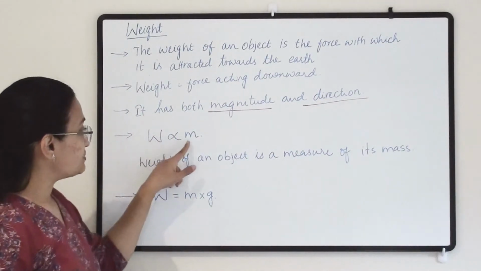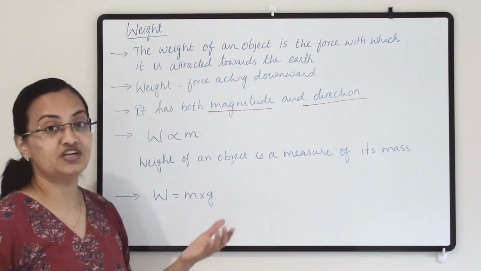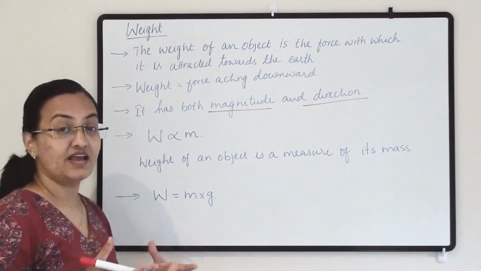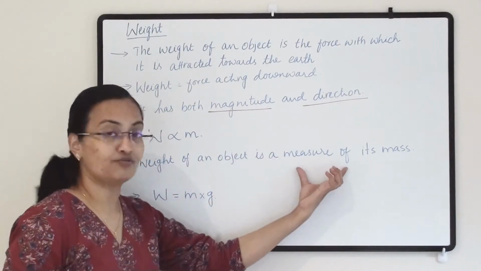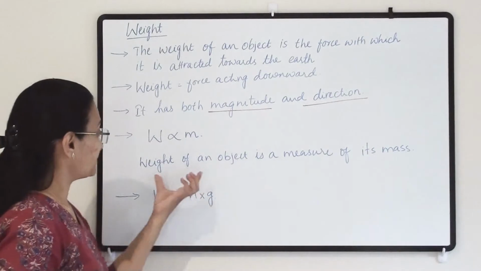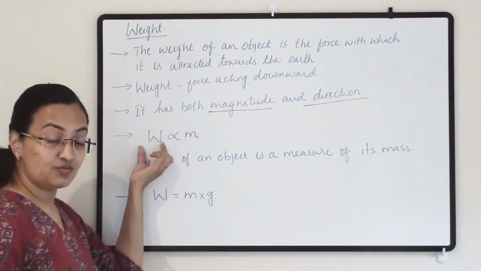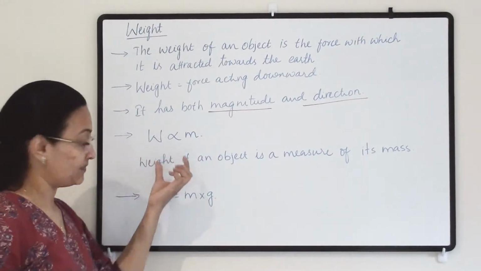Then W is proportional to m. Weight is directly proportional to the object's mass, because we always take mass as a measure of the weight. The weight of an object is a measure of its mass. So W is proportional to m. As W increases, mass will also increase, and vice versa.